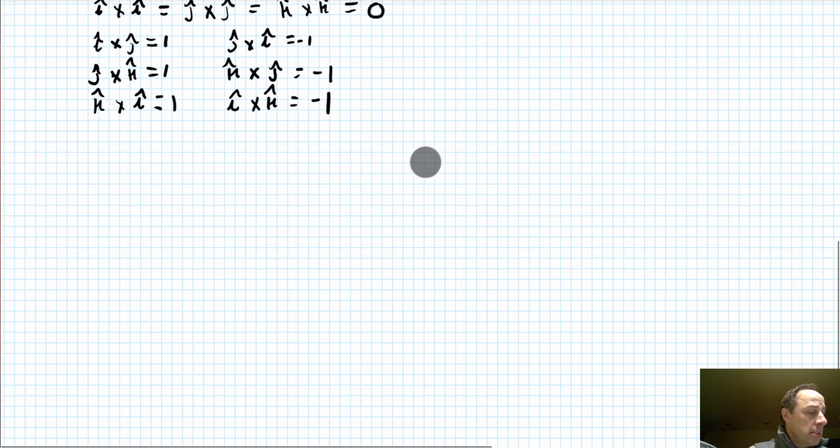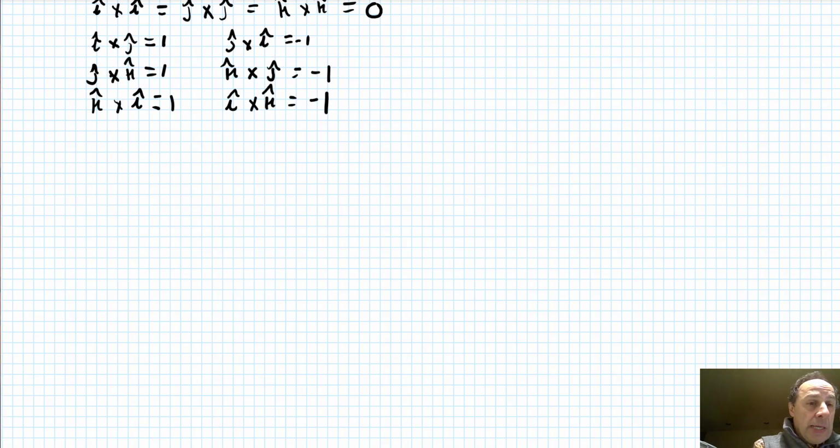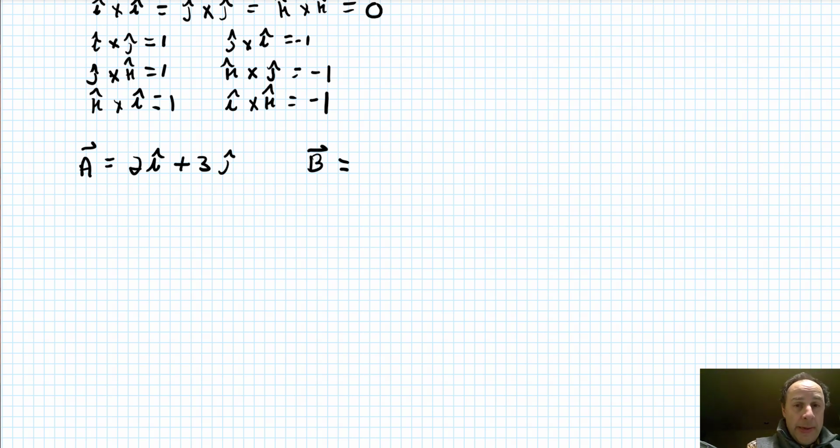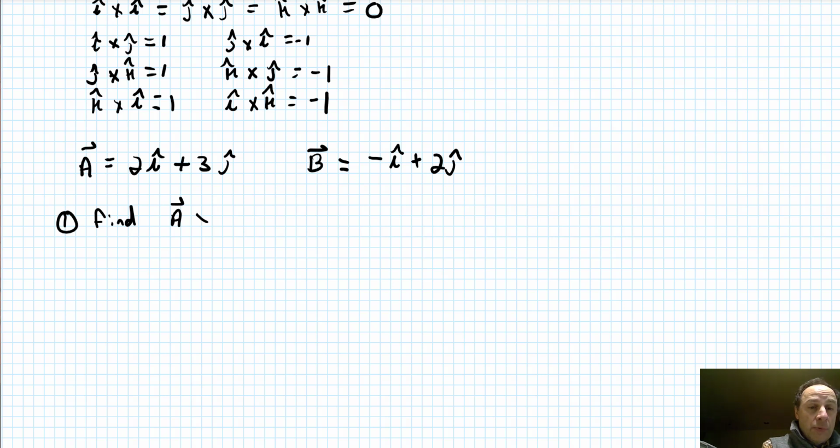All right, so let's mess with one of these. We're going to take a vector A that equals 2i plus 3j, and another vector B that is minus i plus 2j. And we want to find a cross product. The first thing, find A crossed with B.